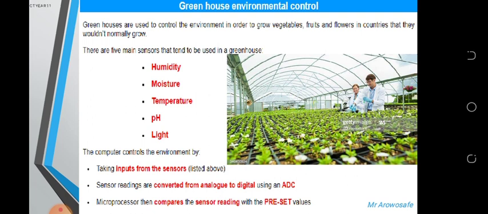Now, what do you understand by humidity sensor? A humidity sensor is a device used to measure or report both moisture and air temperature. Both moisture and what? And air temperature. And we all know what is called moisture. Moisture is the water content, to know the level of water, maybe in a soil.